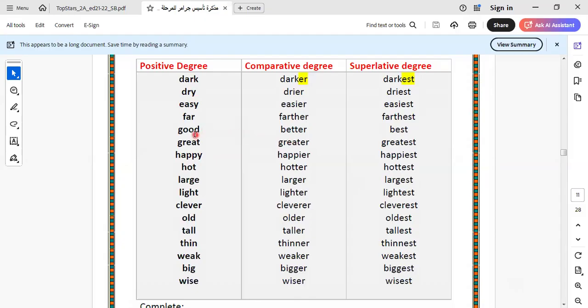Like this. Here we say good, better than, the best. Great, greater than, the greatest. Happy, happier than, the happiest. Hot, hotter than, the hottest. Large, larger than, the largest. Light, lighter than, the lightest. Clever, cleverer than, the cleverest. Old, older than, the oldest. Tall, taller than, the tallest. Thin, thinner than, the thinnest. Weak, weaker than, the weakest. Big, bigger than, the biggest. Wise, wiser than, the wisest.